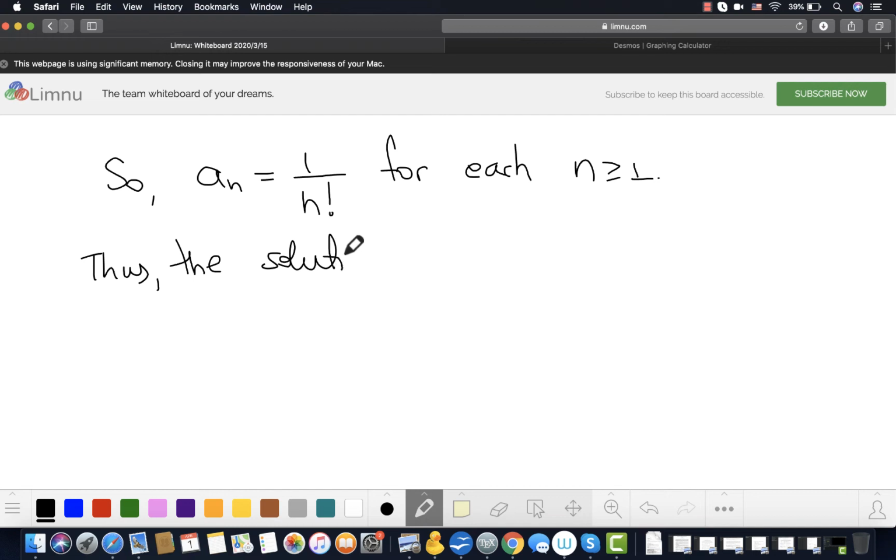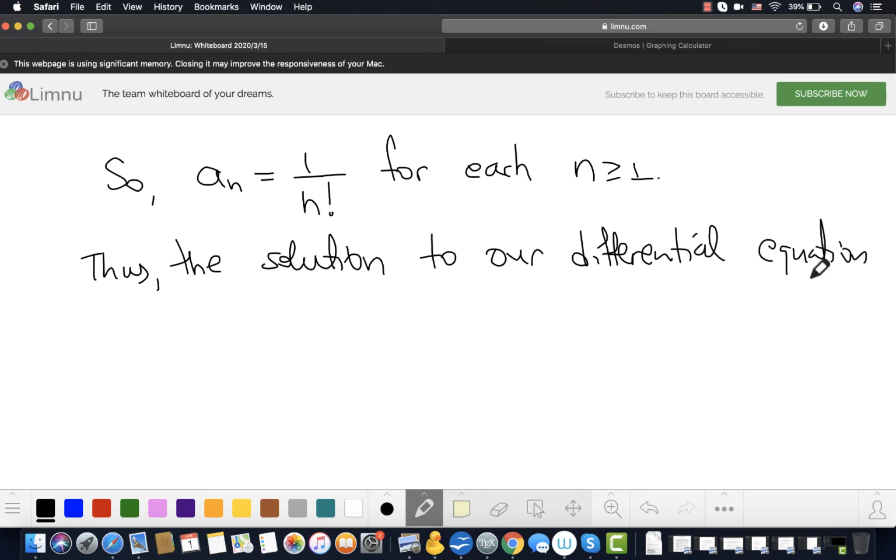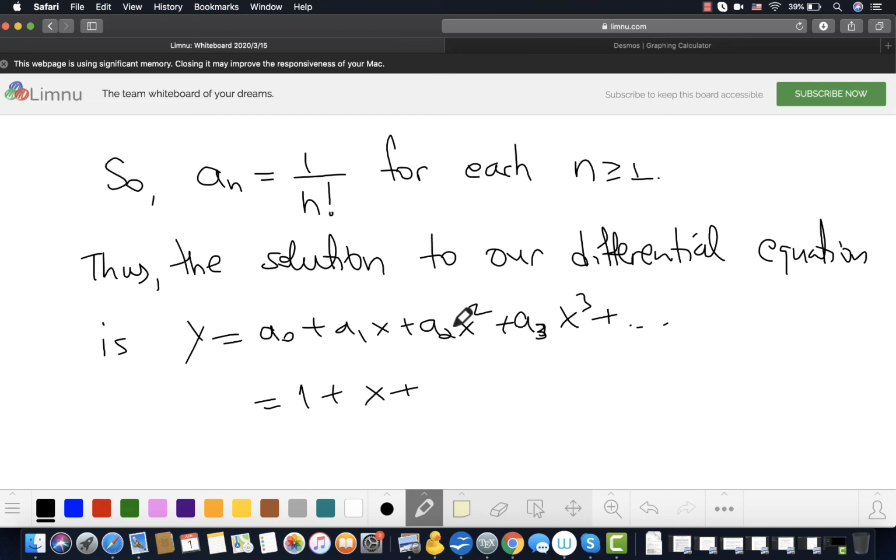thus, the solution to our differential equation is y equals a0 plus a1x plus a2x squared plus a3x cubed, dot dot dot. And this is the same thing as 1 plus x plus, well, we figured out what these coefficients are. So a1 was 1/1 factorial, which is 1. a2 is 1/2 factorial times x squared. a3 is 1/3 factorial times x cubed. a4 is 1/4 factorial times x to the 4th.